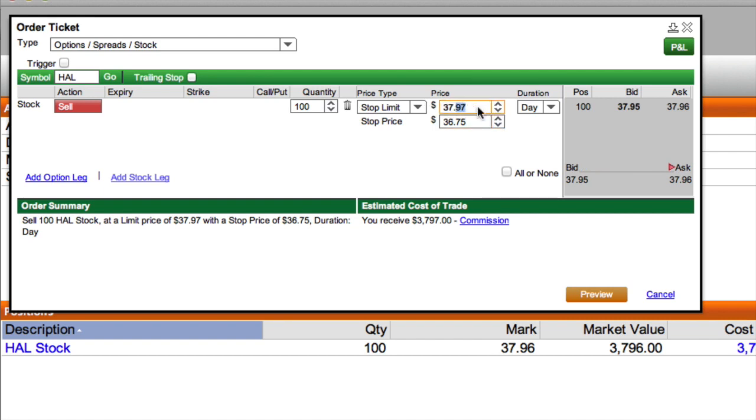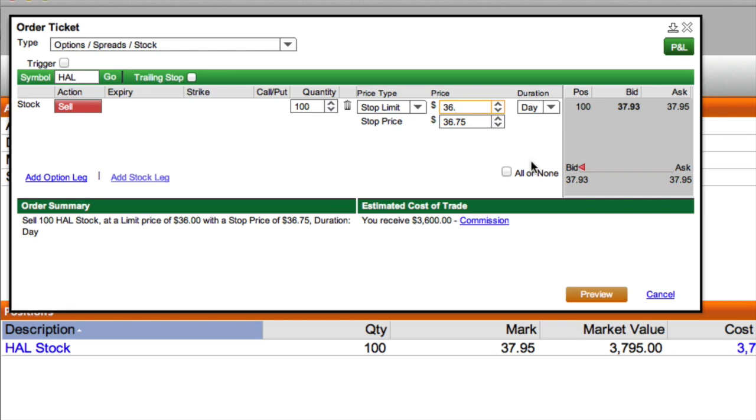And then for the limit, at the time that the stop price becomes active, now the limit order becomes active, and we could do $36.75. That would say we want to sell at the limit price of the exact stop price, or we could make it higher, or we can make it lower. We could do it whichever way we wish to do.